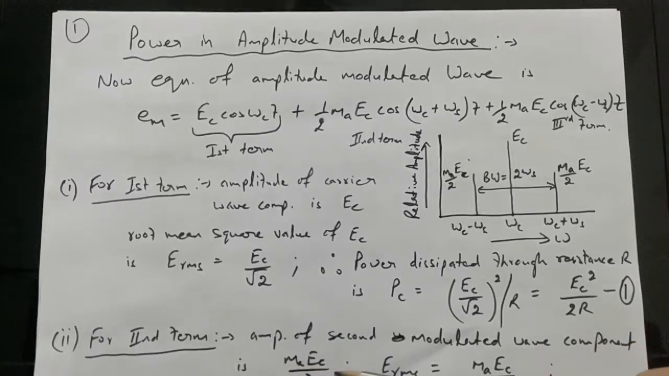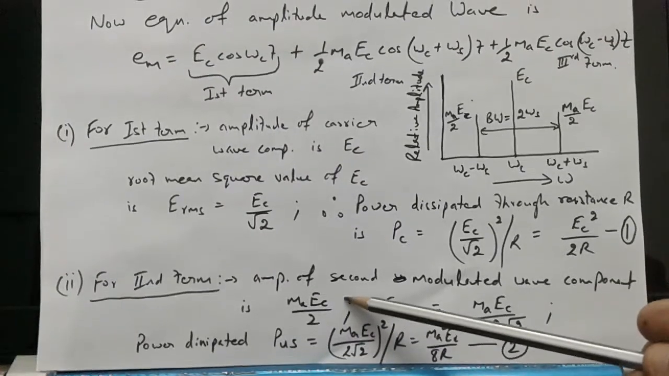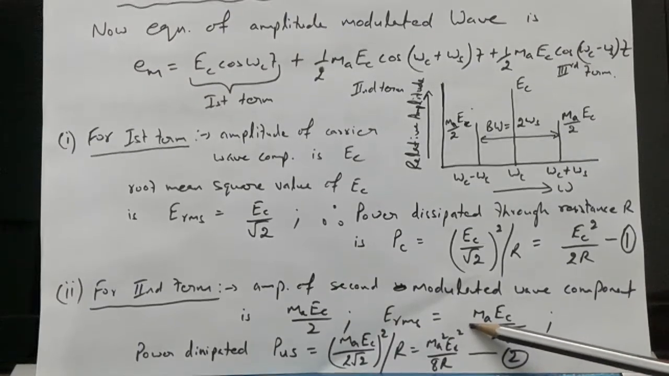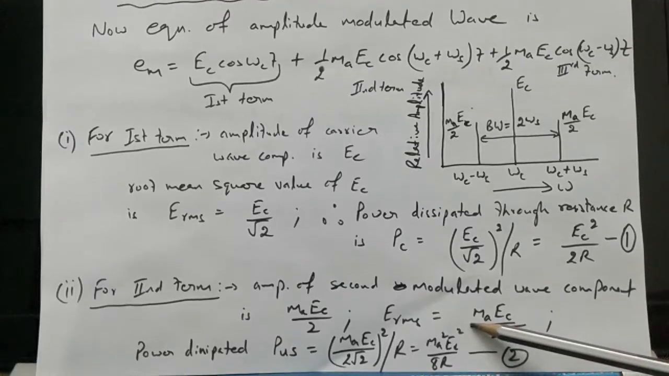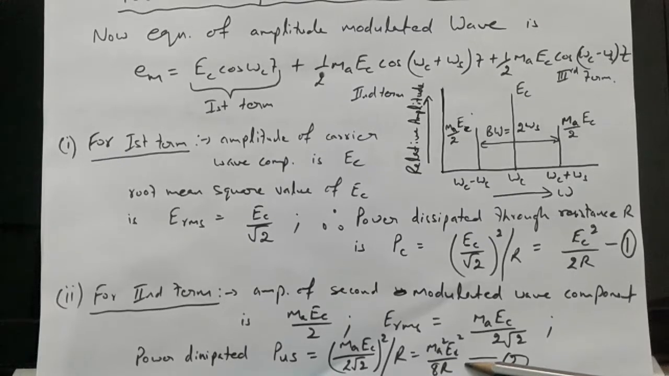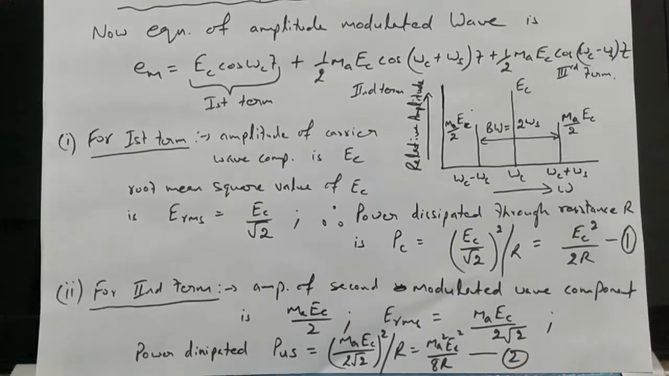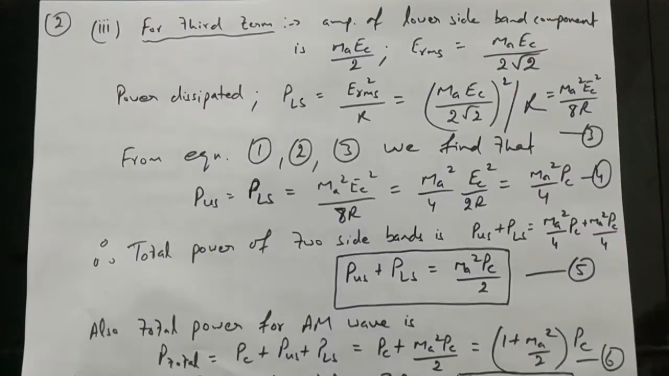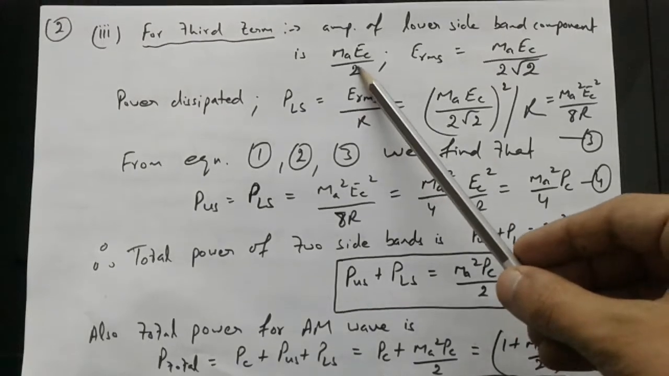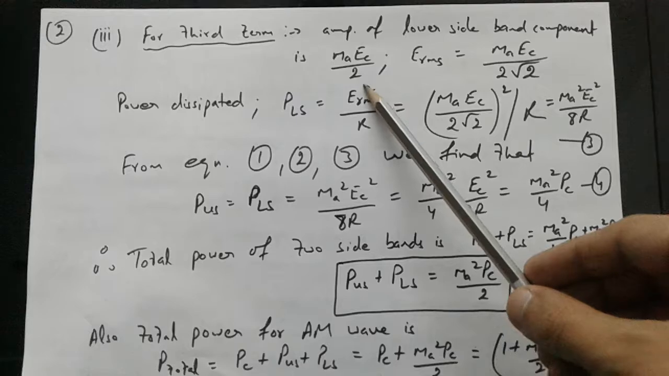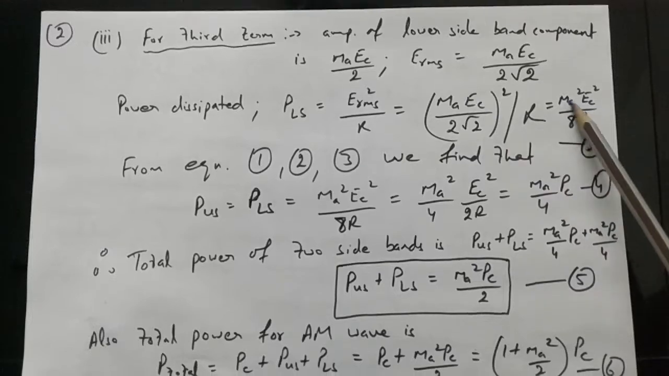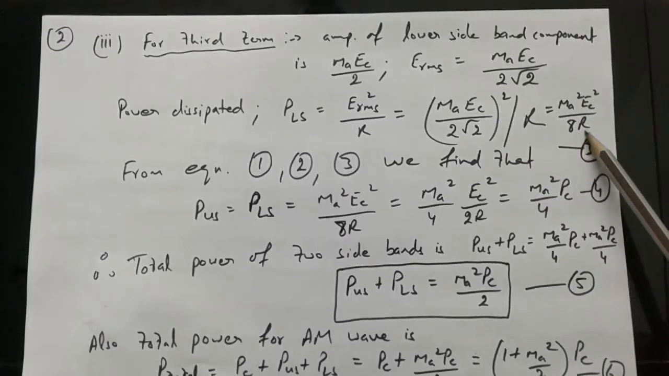Similarly, for the second term, if we take the amplitude as MA EC by 2, and with similar calculations we find the power of the upper sideband equal to MA square EC square over 8R. Now similarly, for the lower sideband, which has the same amplitude as the upper sideband, we get the same value of power dissipated, equal to MA square EC square by 8R.